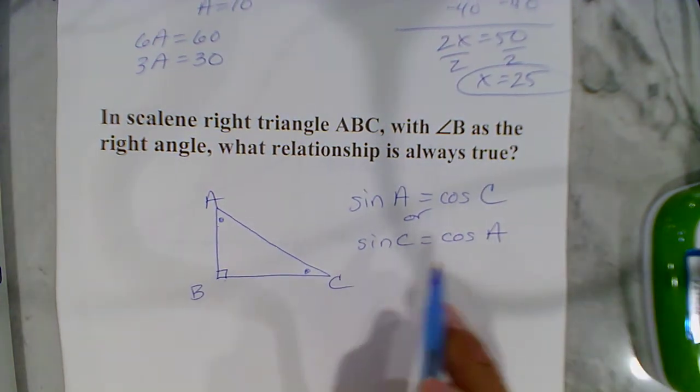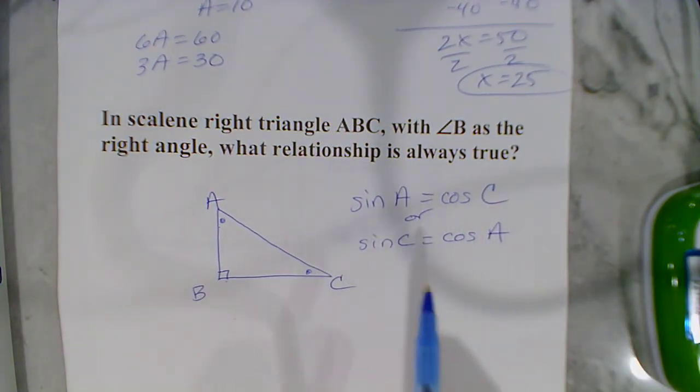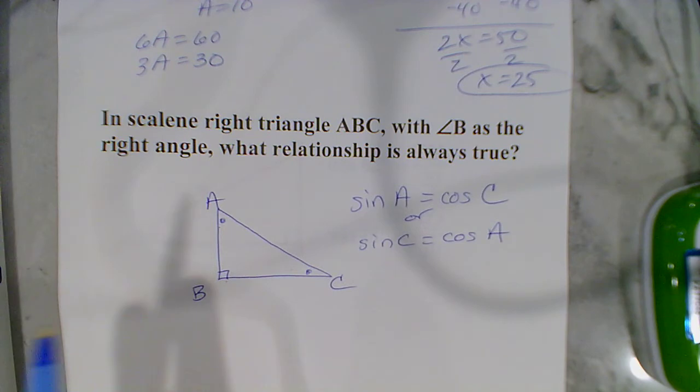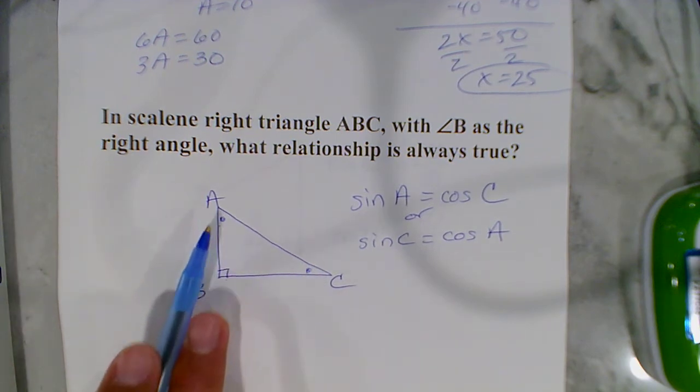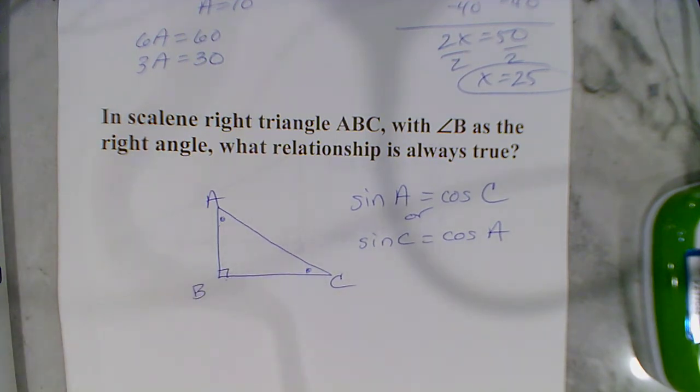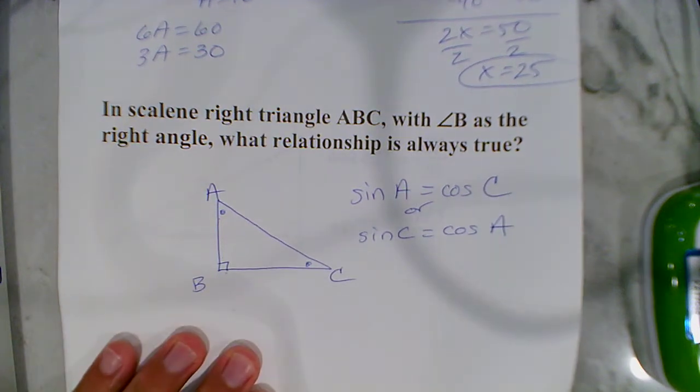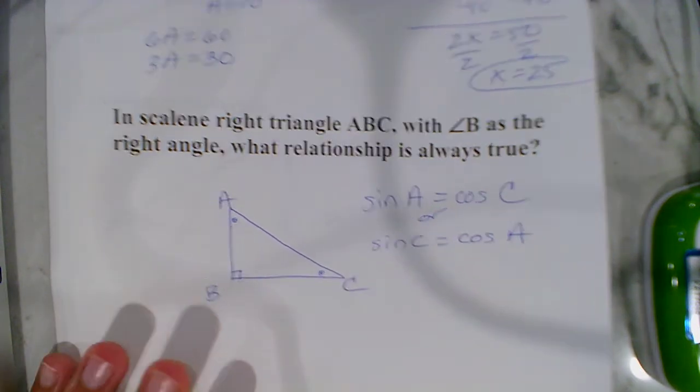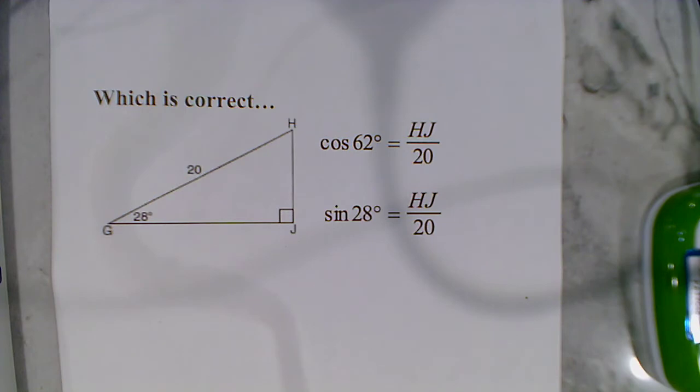Sine equals cosine only when the angles are complementary. Well, the acute angles of a right triangle are always complementary. And that's a tough way for them to ask that question because you've got to read through all of it and really understand what they're talking about.